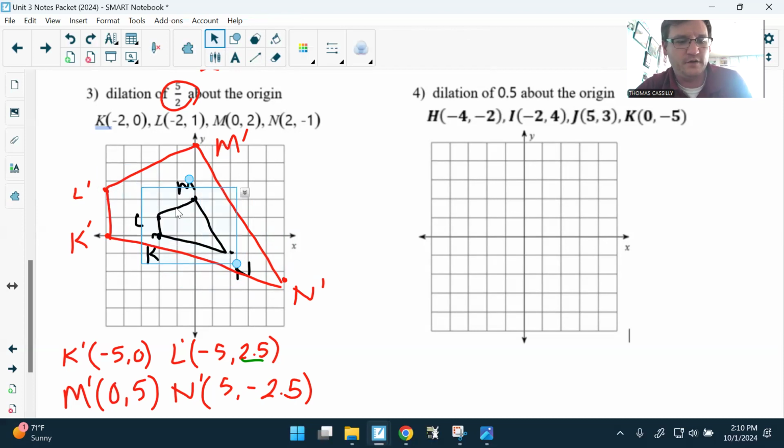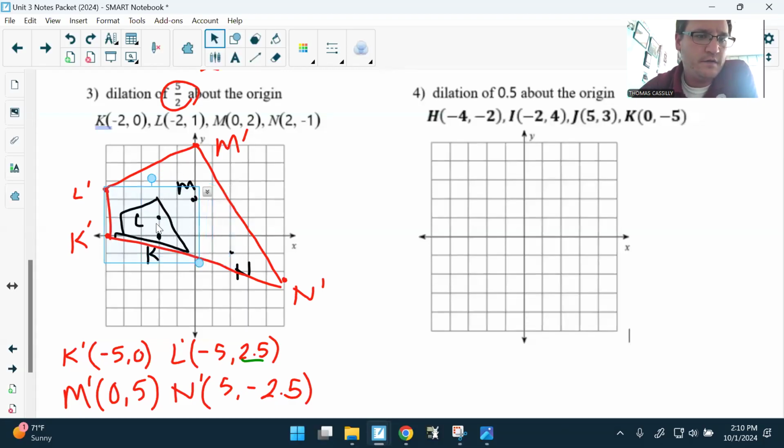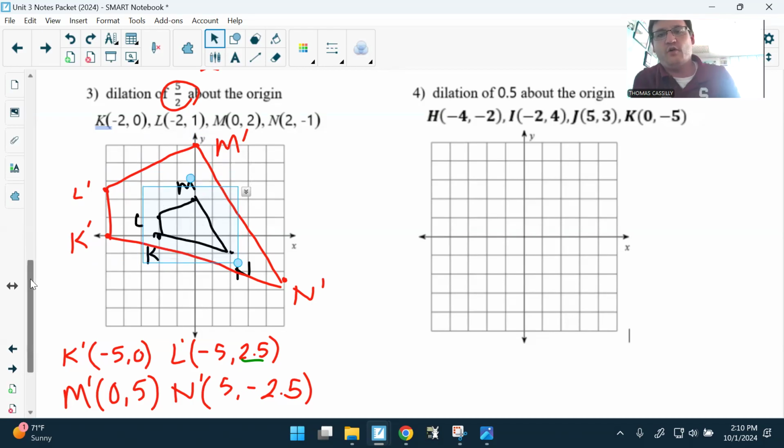If I look at this one, the angles are the same. And if I look at M, the angles are also the same. So anytime we dilate something, the angles don't actually change. It's just the side lengths, all right? How long are each of the sides? How long do those change, right?